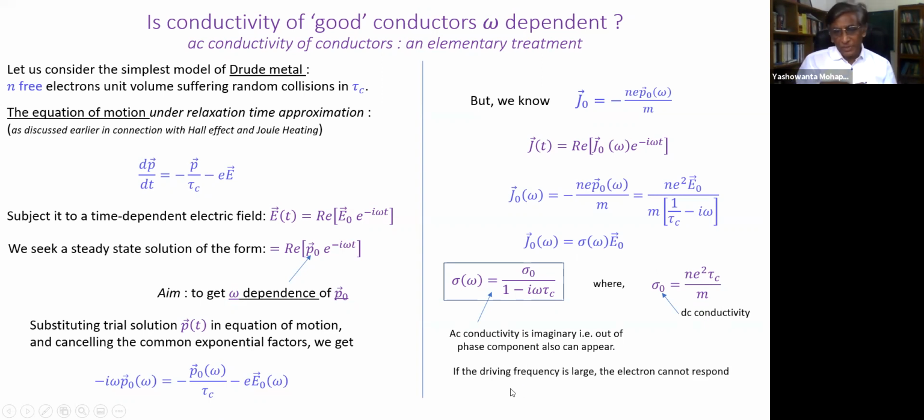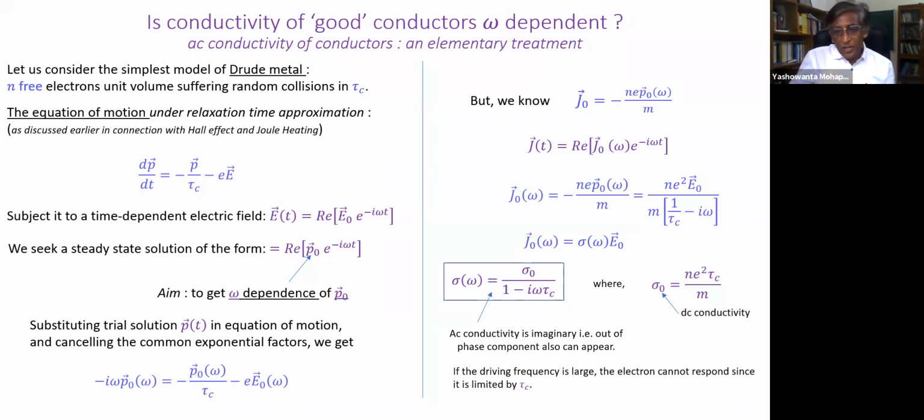So this is a DC conductivity, and AC conductivity is imaginary, which means an out of phase component can also appear. So if the driving frequency is very large, then the electron cannot respond, since the response time in the gas is limited by its collision time. If the frequency is too fast and collisions are happening more rarely, then of course this model will not give you a response, so there's a lag.